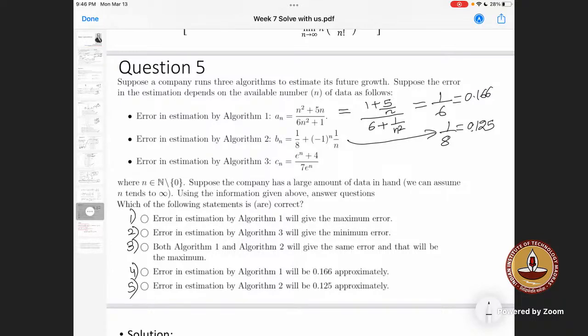For algorithm B, it is 0.125, okay? Yes, sir. Now for algorithm 3, you do one thing, you divide both the numerator and denominator by e power n.